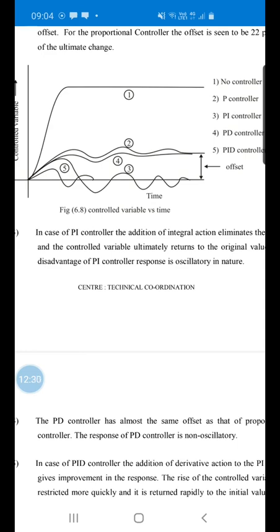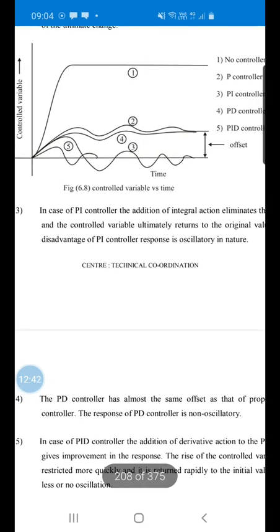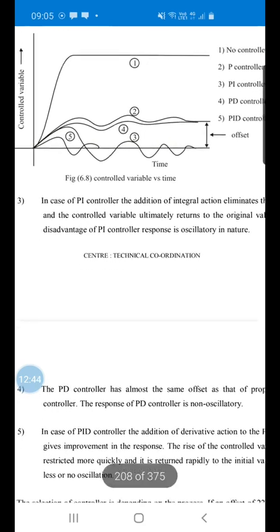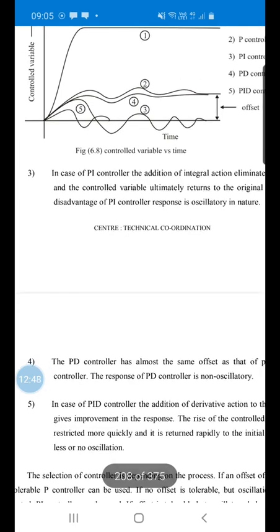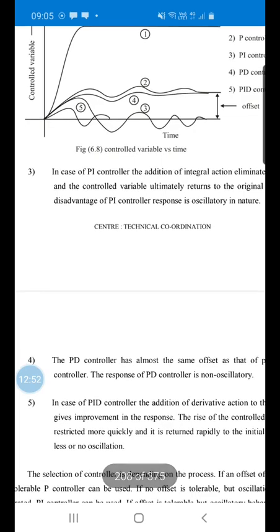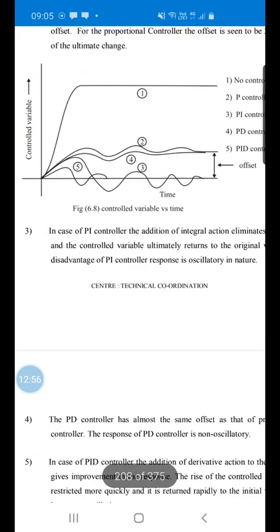The last action is the PID controller. In this, because of the addition of integral and derivative action to the proportional action, it improves the response. The rise of the control variable is restricted more quickly. You can see graph 5, and it rapidly returns to the initial value with less or no oscillations. And because of this reason only, PID controllers are widely used in industries.